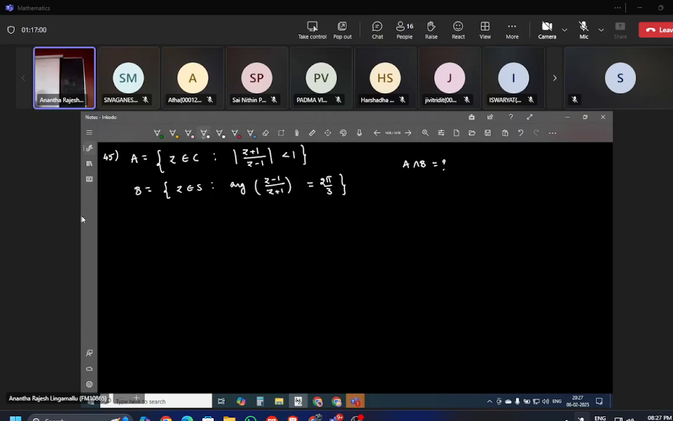So the options are very weird. First, we will see how to decode it. I'm taking the first one, the modulus of z plus 1 by z minus 1 less than 1. So can I cross multiply? Why? Why can I cross multiply?